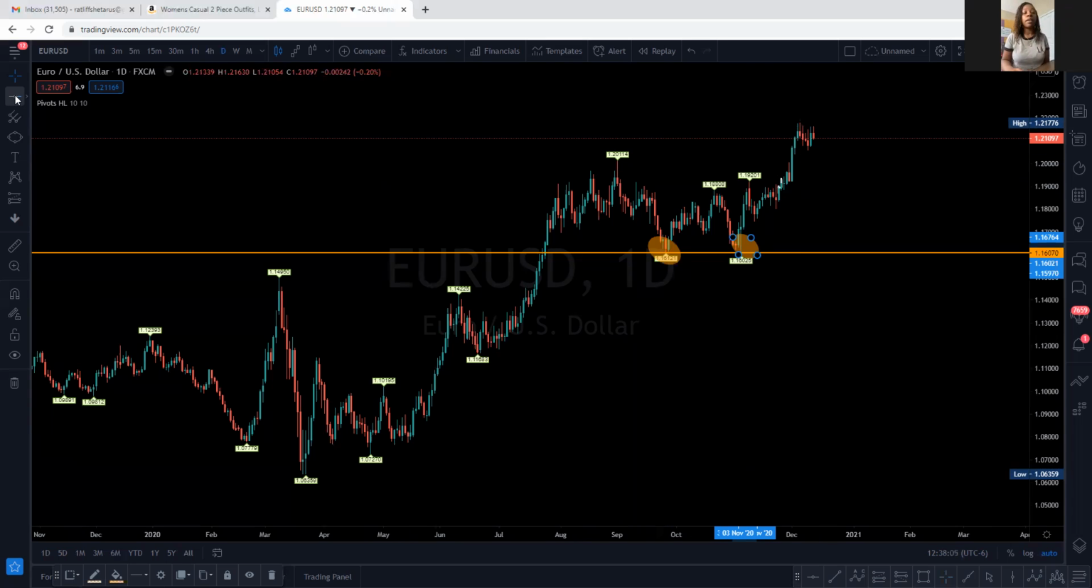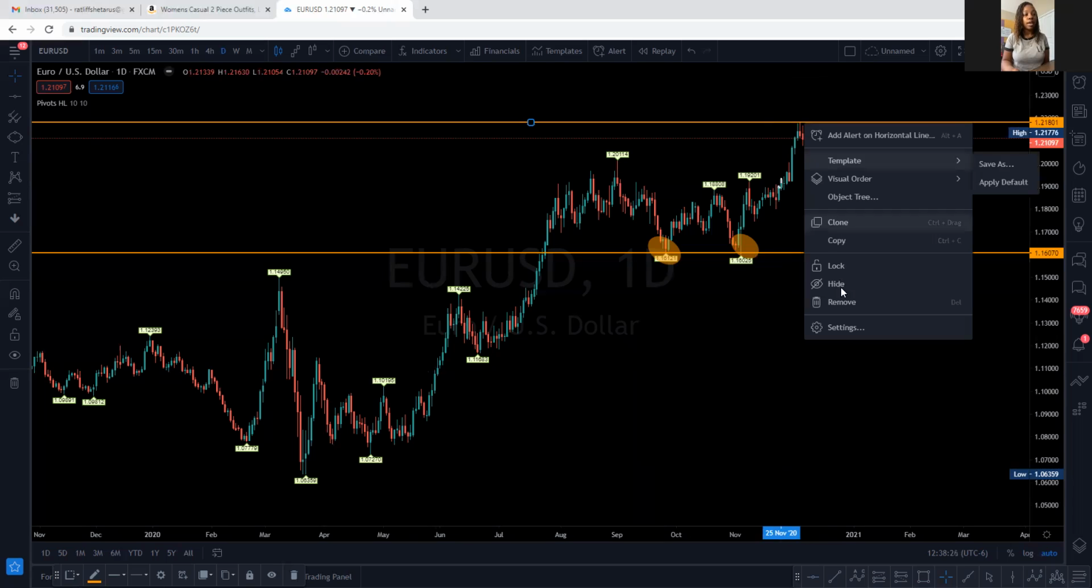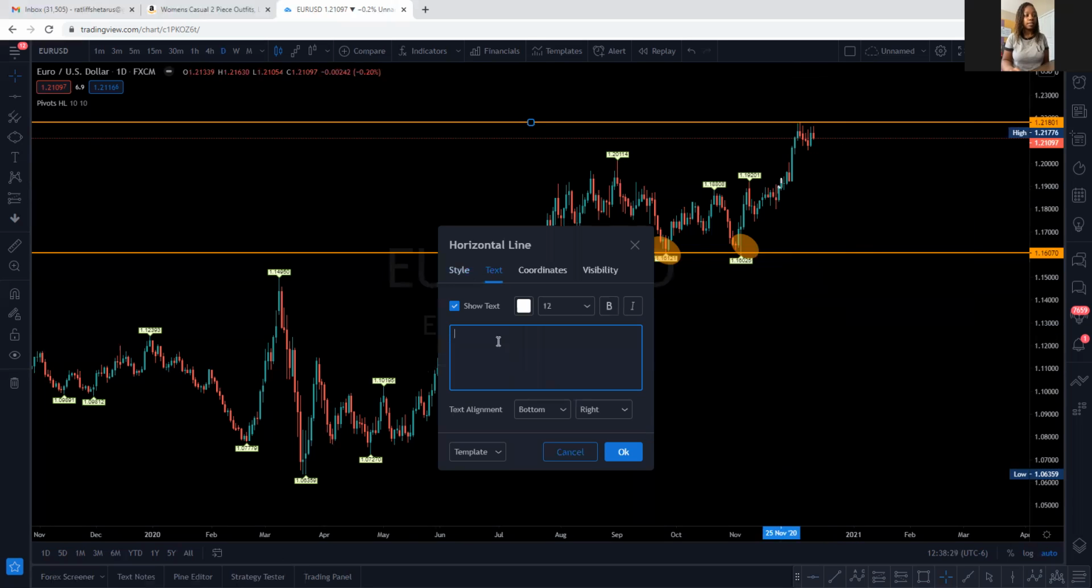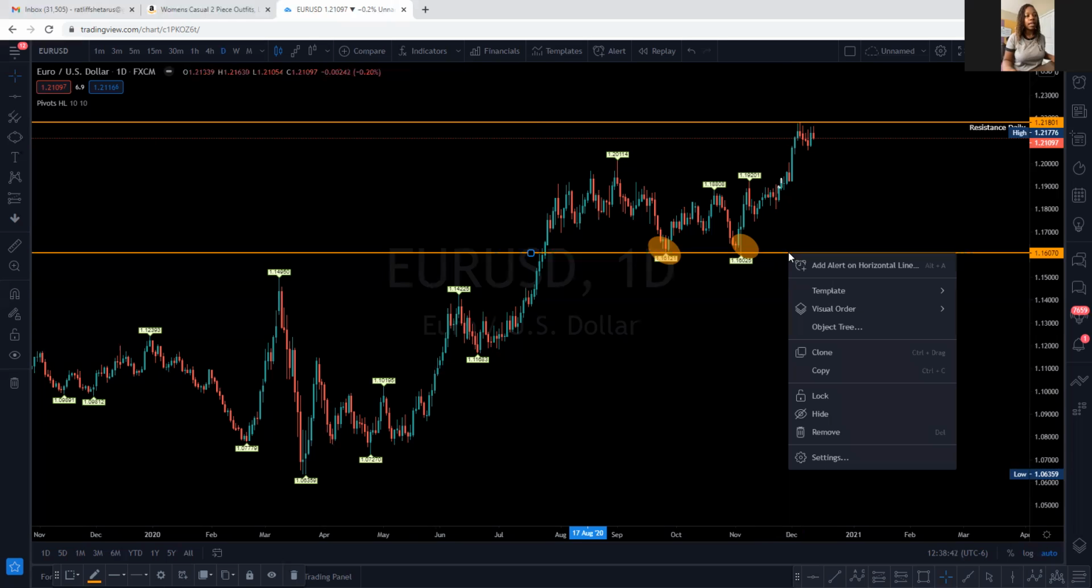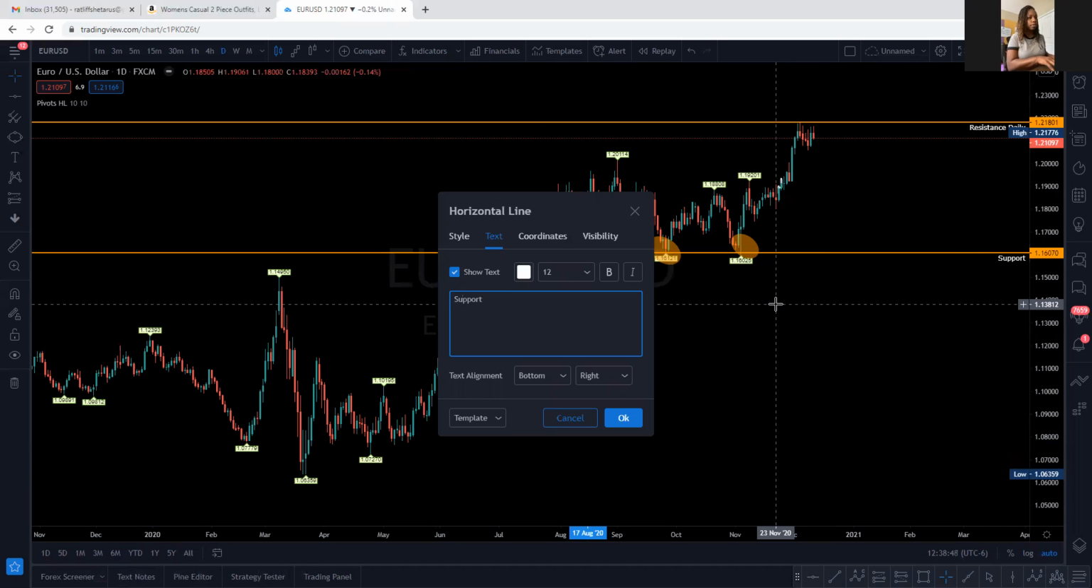So we're going to grab another horizontal line, click on it, and bring it right to that peak at the top. Now we have boxed in price, this is our high, and this is our low. To remind you, you can right click, go down to settings, go to text, and type in resistance and daily, so I know that's my daily resistance. I can right click again on the other line, go to settings, and put support daily.